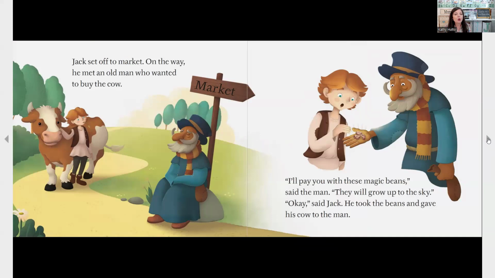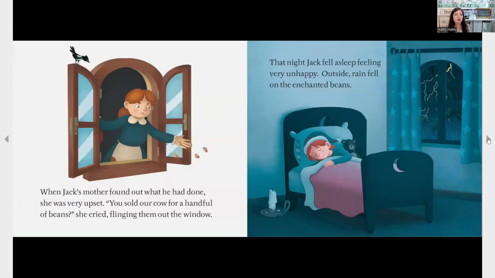On the way, he met an old man who wanted to buy the cow. "I'll pay you with these magic beans," said the man. "They will grow up to the sky." "Okay," said Jack. He took the beans and gave his cow to the man. When Jack's mother found out what he had done, she was very upset. "You sold our cow for a handful of beans," she cried, flinging them out the window.